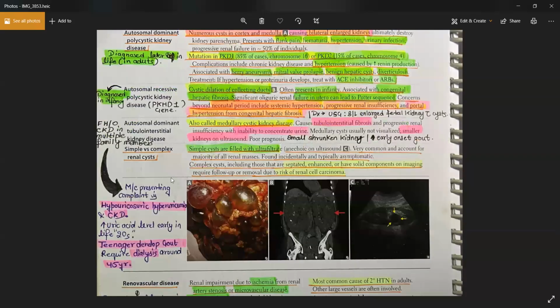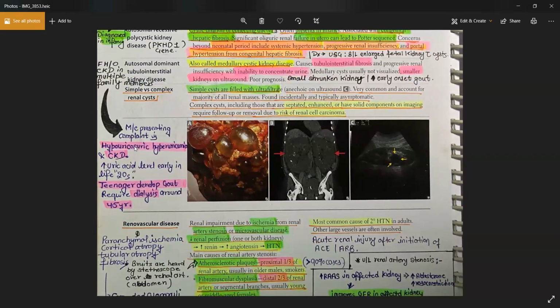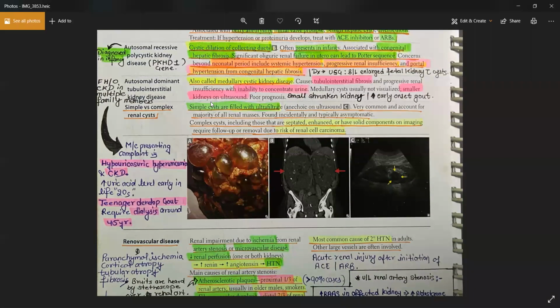So that's about these cysts. Along with that, you also need to note that because the kidney cannot excrete things, you'll have retention of uric acid. Because of this retention of uric acid, the patient will also have hyperuricemia. So a hypouricosuric hyperuricemia will be seen in the patient. The patient cannot excrete uric acid in the kidneys, so you will find a low level of uric acid in the urine and a high level of uric acid in the serum in these patients.